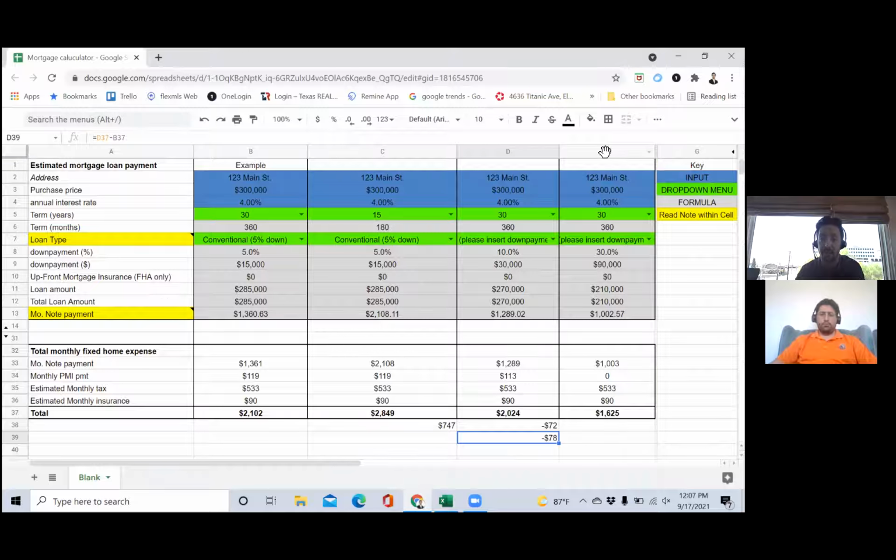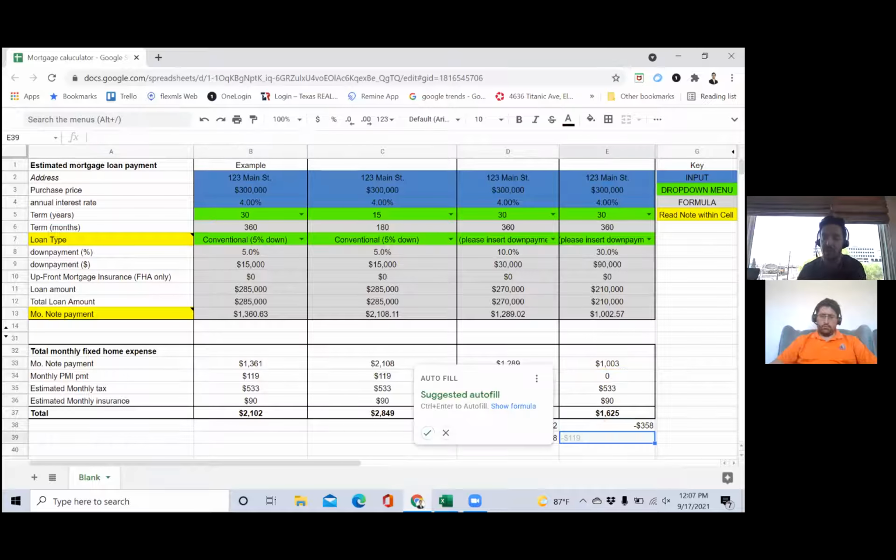Now, last scenario, 30% down. That's a big chunk of change. It will affect the PMI. Why? Because PMI is at 0 currently. Same taxes, same insurance, and on your actual mortgage, from your original 5% down payment, you're going to be saving $358 plus the 119 on the PMI. So it's $477 a month you're going to be saving from giving 5% down to giving 30% down.